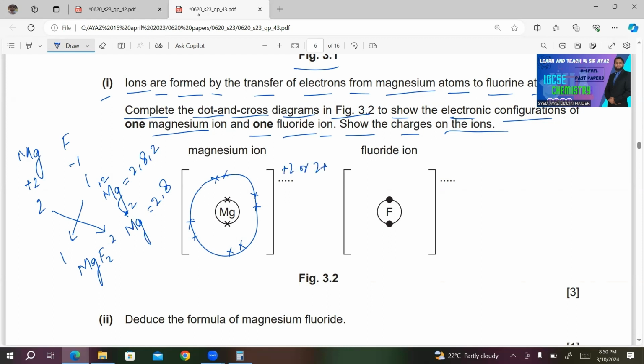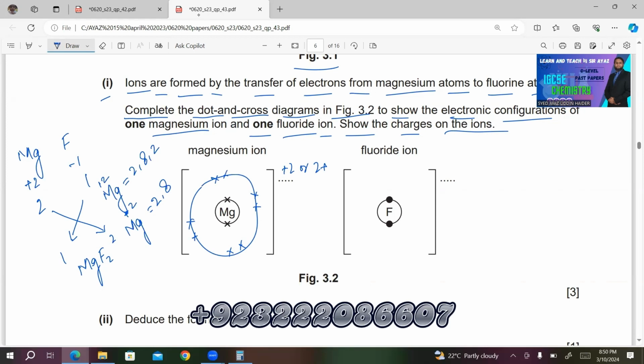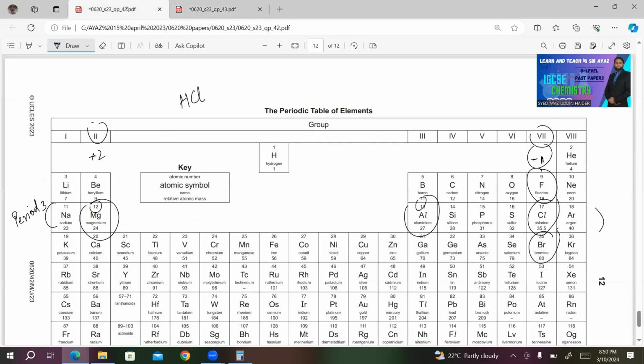What about fluorine? Each fluorine atom will be receiving 1 electron. So here's fluorine. What is the proton number of fluorine? Proton number of fluorine is 9.